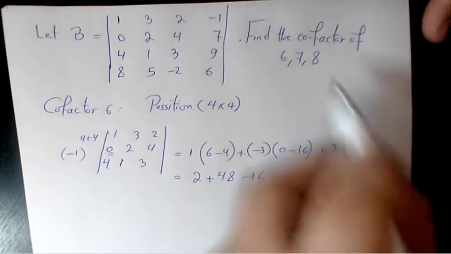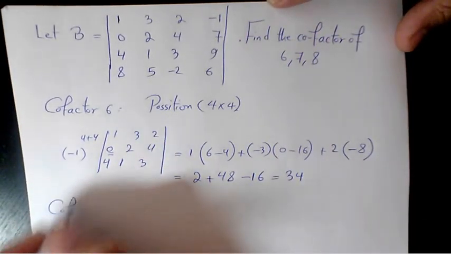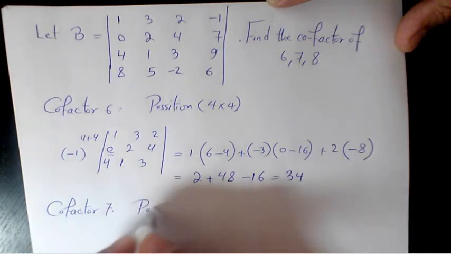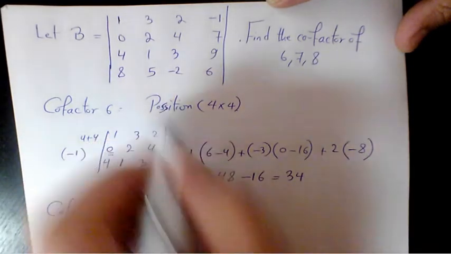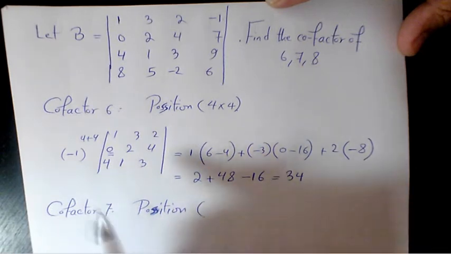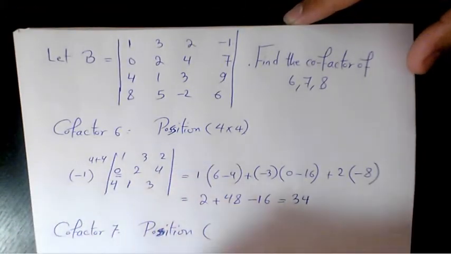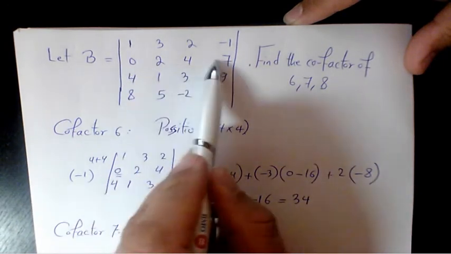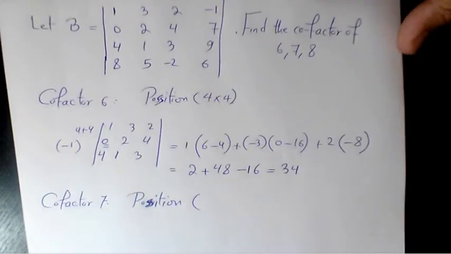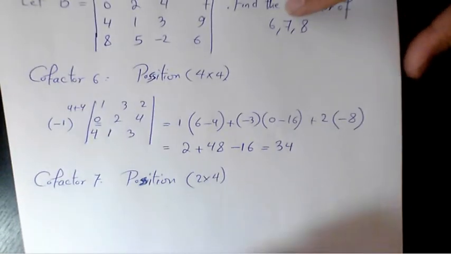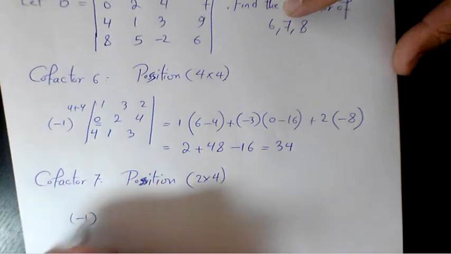Now let's find the cofactor of 7. We need to find the position first. 7 is going to be row 2, column 4. So we have 2 by 4. Negative 1 to the power of 2 plus 4.